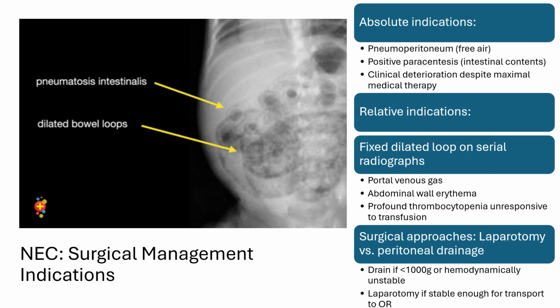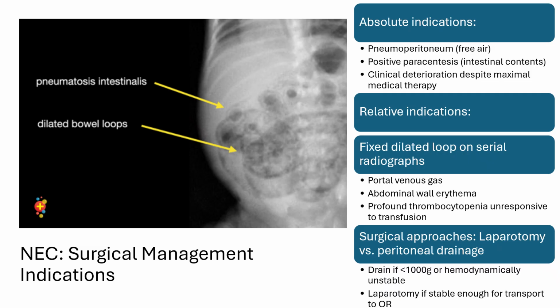Relative indications suggest surgical consideration but require clinical judgment. The fixed dilated loop sign on serial radiographs indicates necrotic bowel that won't recover. It stays dilated and fixed in position while other loops change. Portal venous gas represents severe disease, where bacteria have breached the intestinal barrier and entered portal circulation, carrying high mortality risk. Abdominal wall erythema suggests transmural necrosis, where inflammation has extended through the entire bowel wall to the overlying skin. Profound thrombocytopenia, unresponsive to platelet transfusion, indicates ongoing consumption at sites of massive necrosis.